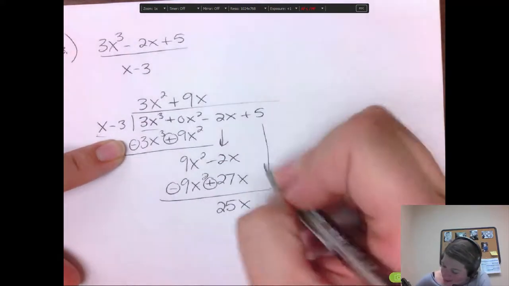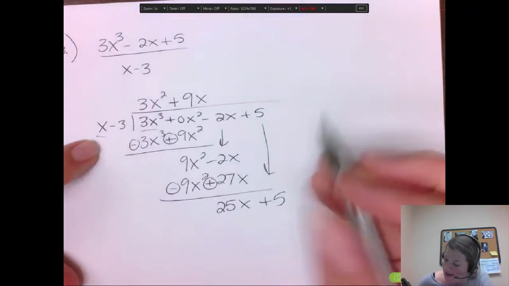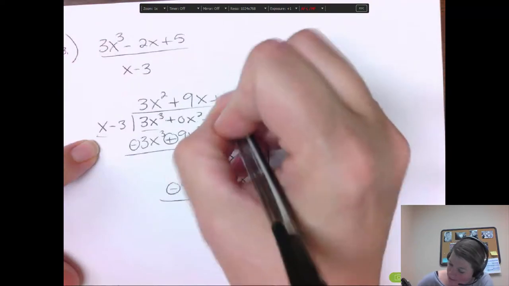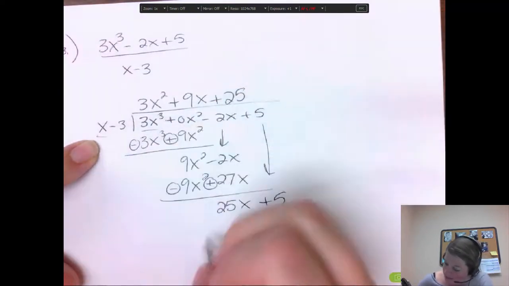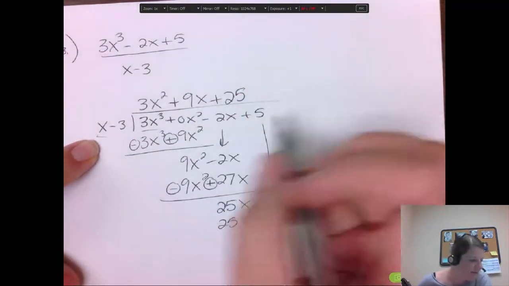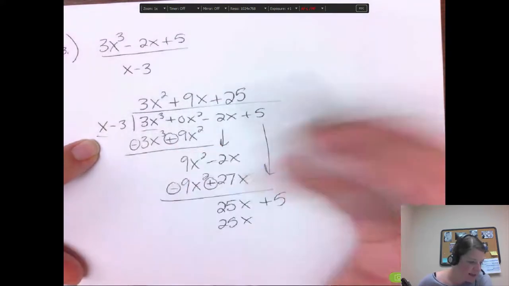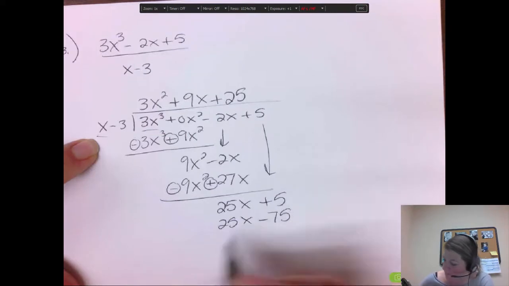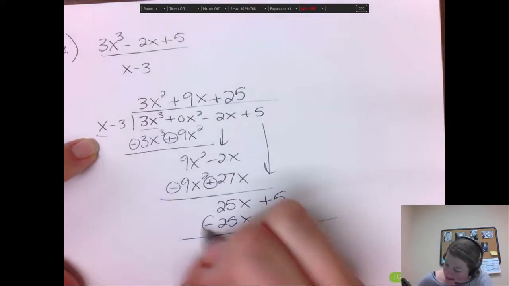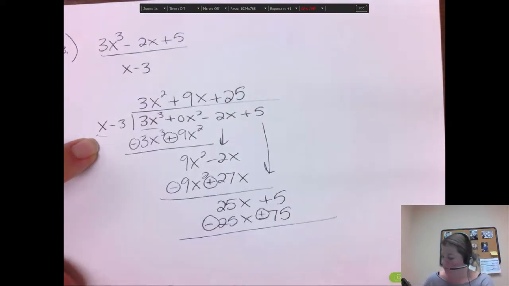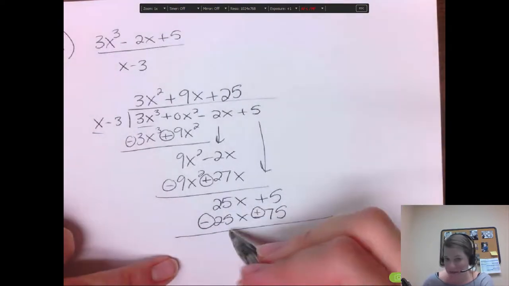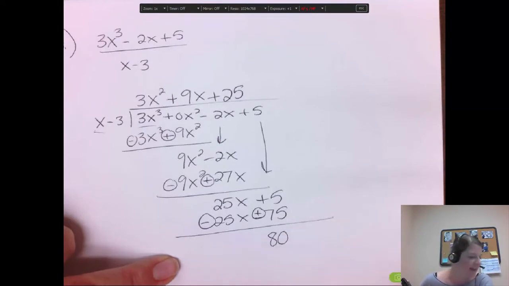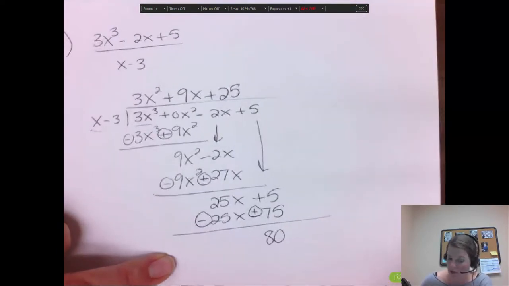Bring down your last term of plus 5. X times what would make 25x? It would have to be a positive 25. 25 times x is 25x. 25 times negative 3 is a negative 75. Again, change your signs and add them down, so these go to 0. 5 and 75 make positive 80. So this is our remainder.